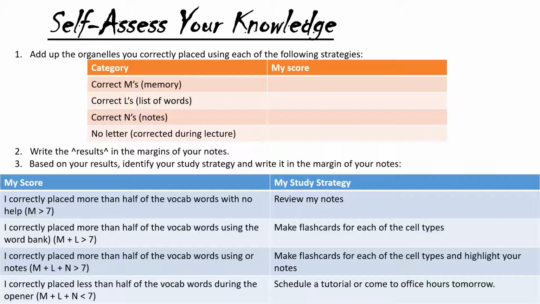If you placed more than half of the vocab words using notes, meaning that your M's, L's, and N's added up to more than 7, then you need to make flashcards for each of the cell types and highlight your notes. And if you correctly placed less than half of the vocab words during the opener, and you had to correct most of them during the lecture, meaning that your M plus L plus N was less than 7, you need to schedule a tutorial or come to office hours tomorrow morning so that we can talk about some strategies for you. You may also want to try making some flashcards and highlighting your notes tonight as well. Make sure you write your study strategy in the margin of your notes, which one you are going to do tonight based on your score.